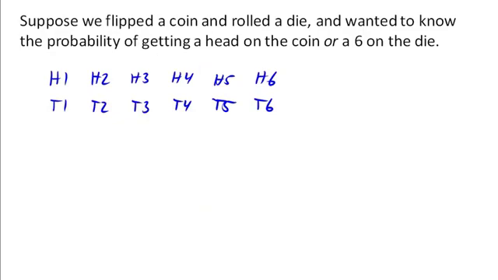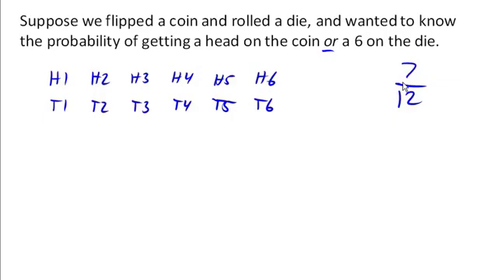Now suppose we flipped a coin and rolled a die, and we wanted to know the probability of getting a head on the coin or a 6 on the die. This is different than the problems we did earlier, where we were looking for the probability of both, the "and". The easiest way to do this for a simple problem like this is to ask how many of these 12 outcomes have a head on the coin or a 6 on the die. There are 1, 2, 3, 4, 5, 6, 7 outcomes that have either a head on the coin or a 6 on the die.